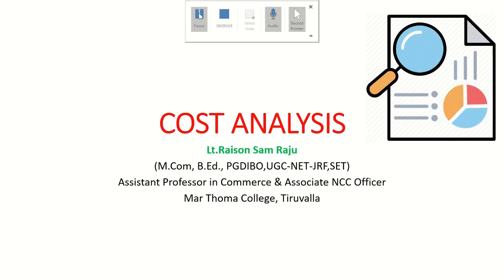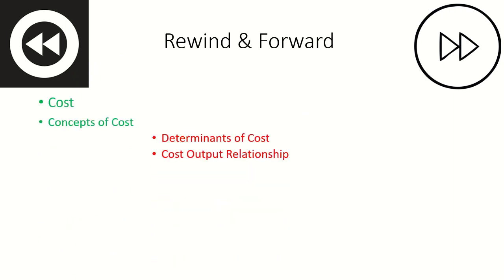Okay, dear students, in this session we are going to discuss the various determinants of cost and also the cost output relationship. In the last class we discussed the various types of cost: fixed cost, variable cost, opportunity cost, etc. So in this module we are going to discuss what the various determinants of cost are, how the cost of a particular item is determined, and the cost output relationship both in the long term and the short term.